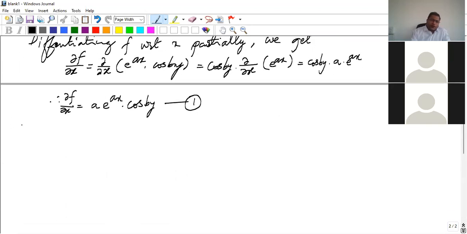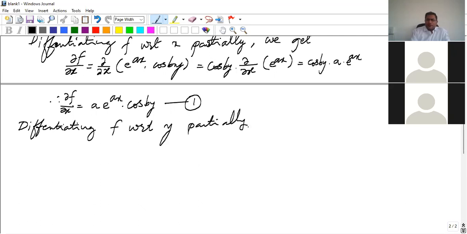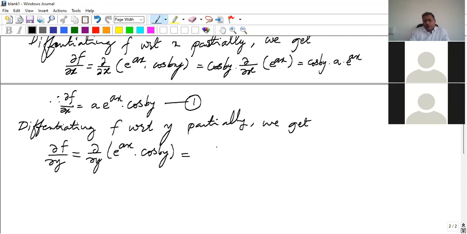So how are we able to do it? We can write again, differentiating f with respect to y partially, we get ∂f/∂y is equal to ∂/∂y of e^(ax) cos(by). Now here, when we are differentiating with respect to one variable, the others are treated as constants. So we are differentiating with respect to y, and hence what will happen to the term e^(ax)? Constant. Yes, it is going to be constant.